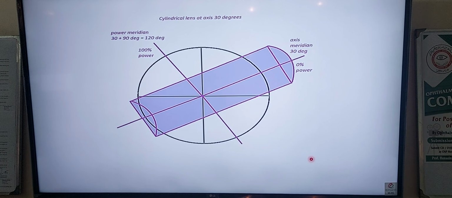Here is the cylindrical lens at axis 30 degree. So at 30 degree axis it has zero power. Its power is actually acting at 90 degree to it. When you add 90 degree to 30, the power will be acting at 120 degree.